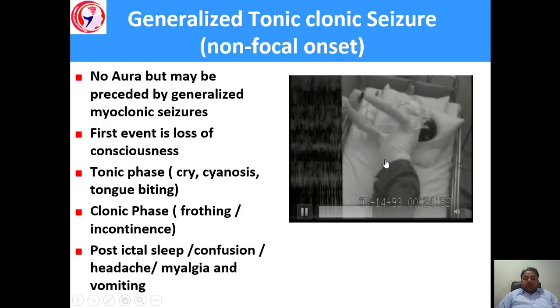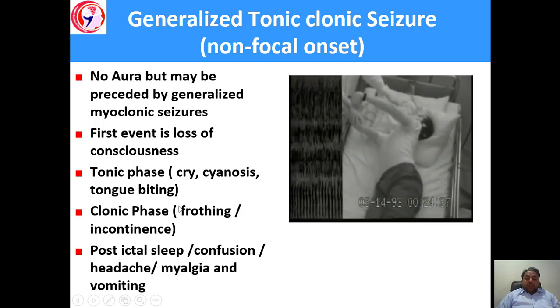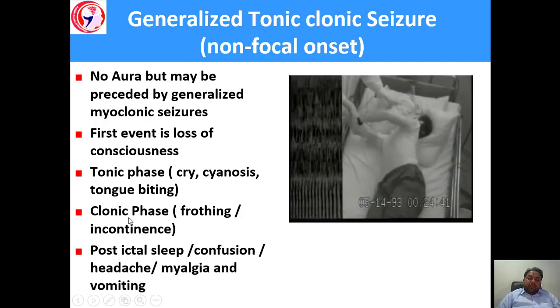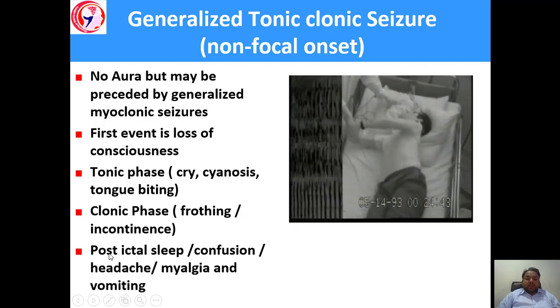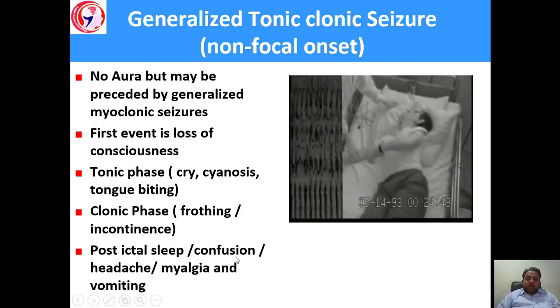And then this is the clonic phase, in which there is jerking of the body. In this clonic phase, frothing and incontinence occur. After this generalized tonic-clonic seizure, the patient has a sleep of confusion that may persist for hours.